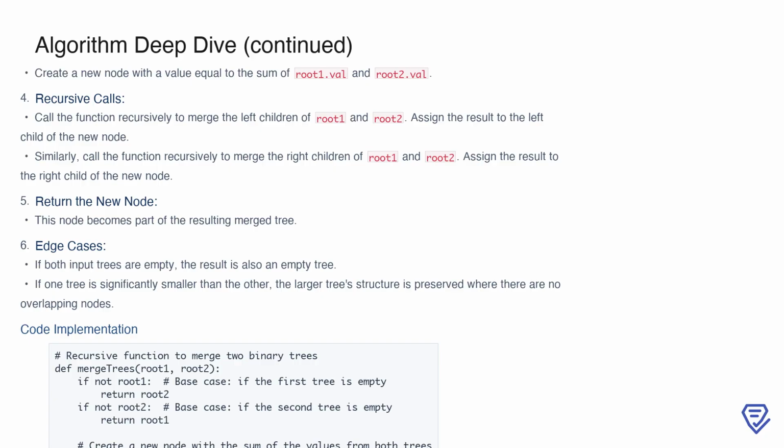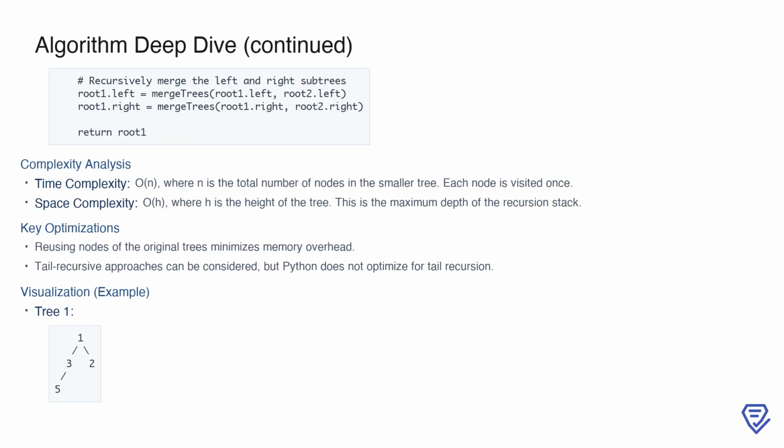The Python implementation of this algorithm is straightforward. We begin by checking for null root nodes and handling them as base cases. The implementation continues by modifying the value of the first tree's root node to include the sum of both root values. The algorithm then makes recursive calls to merge the left and right subtrees, effectively building the merged tree in place. Finally, the root of the modified tree is returned as the result.